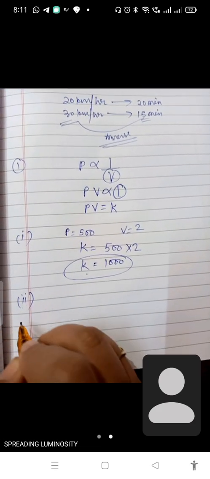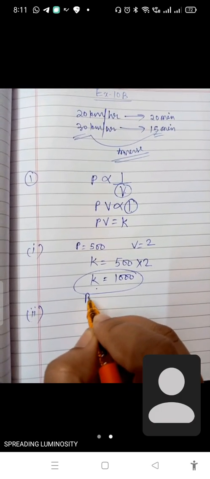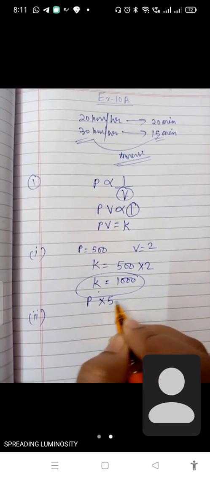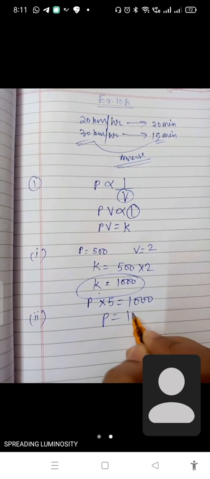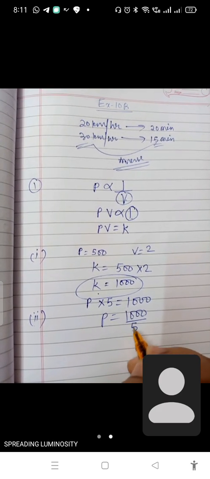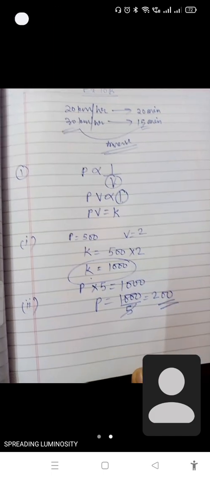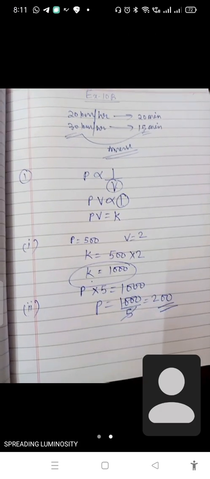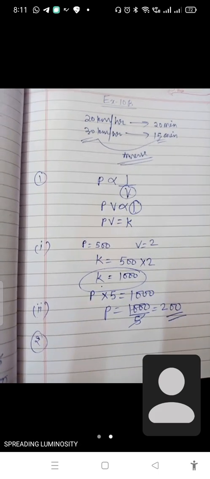So in second part, find the value of P when V is equals to 5. In place of K we put 1000, V is 5. So P is equals to 1000 by 5. This is 200. This is the value of P. Okay. So next we have question number 2. Very simple.